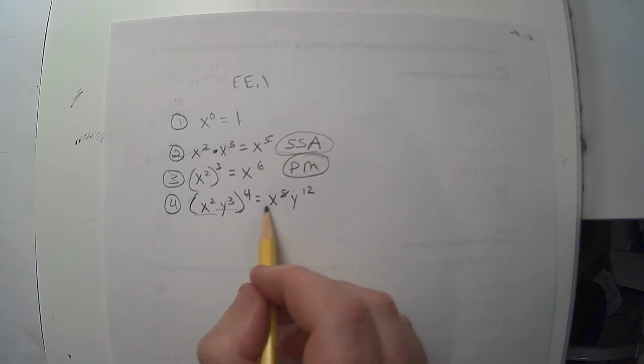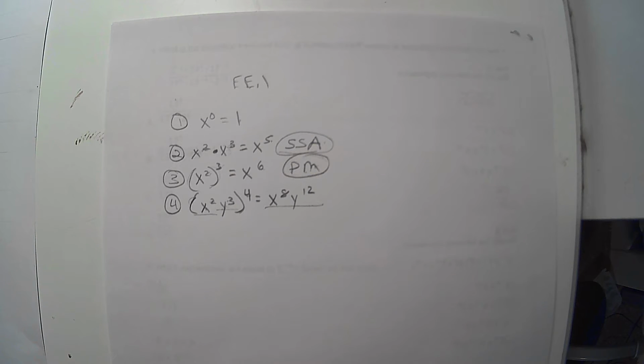Alright, so that would be my simplest terms in order of exponential form. That's all I can do with it. I can't do anything else. Alright, let's look at number 5.